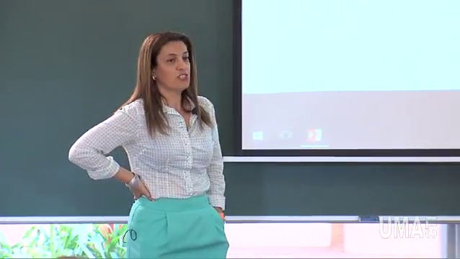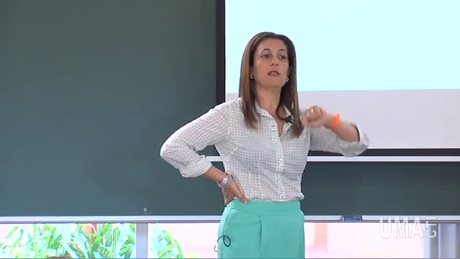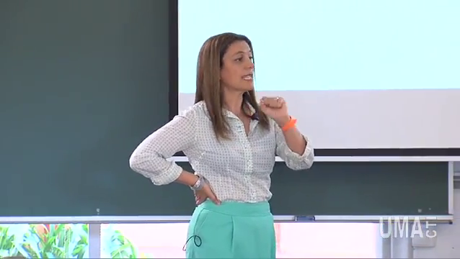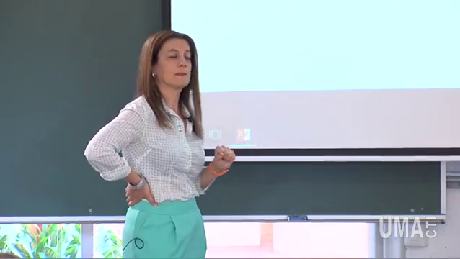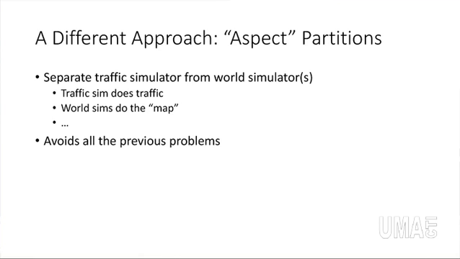So a different approach: let's really think about all these aspects as if they are aspects, right? So the traffic simulation is an aspect of the urban environment that you're developing, just like the 3D buildings in the modeling that the modelers do is another aspect. So let's actually separate them, okay? Separate the traffic simulator from the world simulators, and eventually other aspects will be separated too. And basically this avoids all the previous problems, okay?